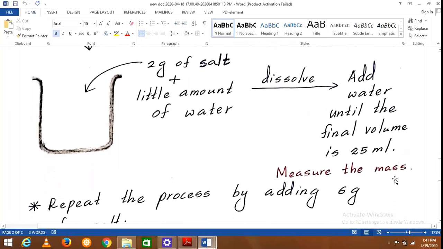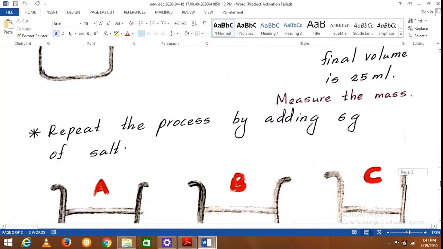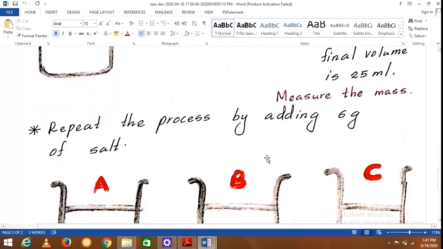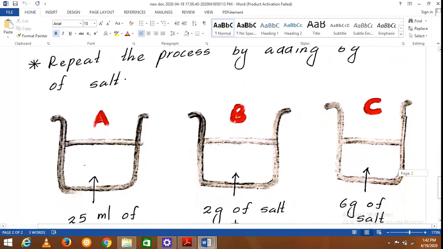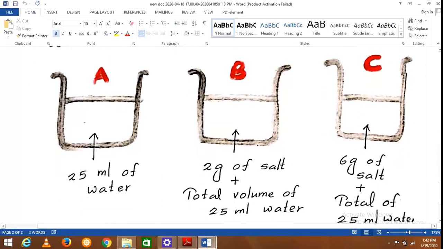Now you measure the mass of the salt solution in the beaker. Then again you remove the solution, and in the next instance what you have to do is put 6 grams of salt into the beaker, put little amount of water and dissolve all the salt. After that put water until the final volume is 25 milliliters. And again you have to measure the mass of the second salt solution.